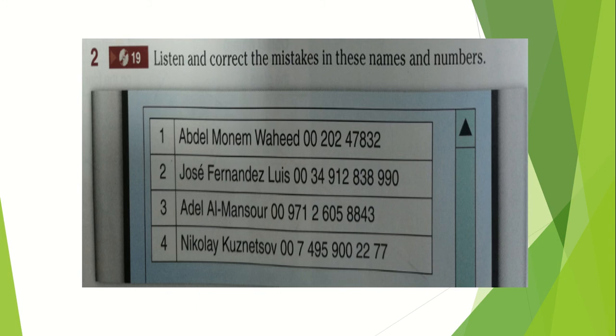Now let's check how many mistakes. There was a mistake in Abdul. It should be U instead of E. Another mistake in Monem. It's I instead of E. Wahid is okay. Here we have a mistake in the phone number. 8 instead of 7. And finally, O instead of 2. Let's listen again to check the mistakes.